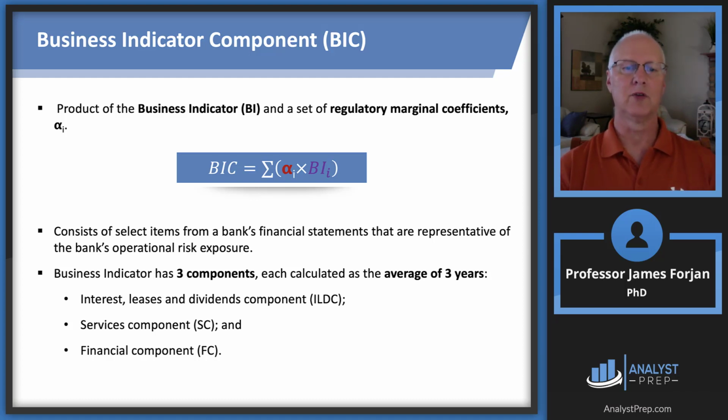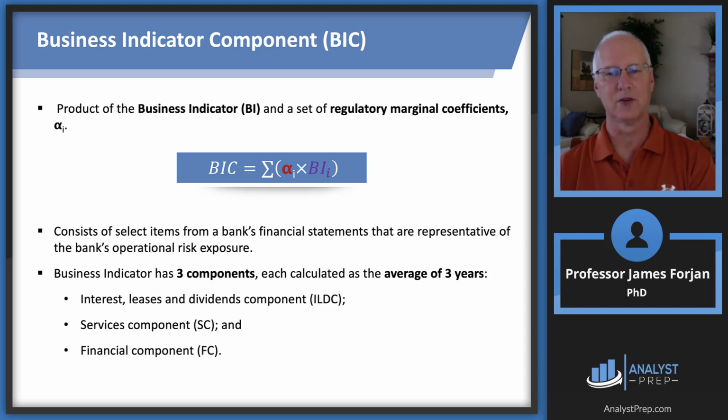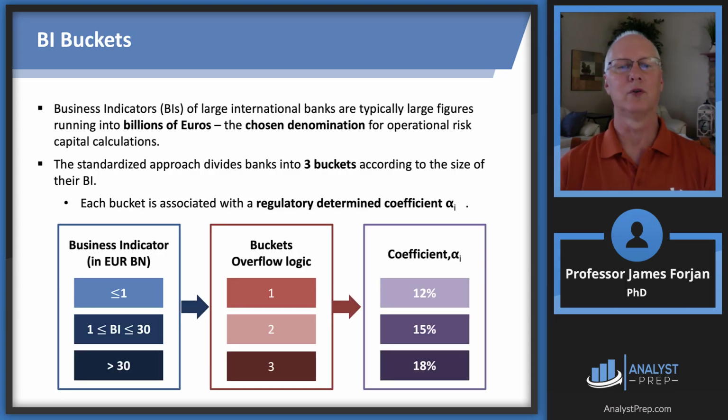So if you look at those 3 components, what are we trying to do here? A business indicator. We're trying to indicate how well we're doing in the business. And so we're really just kind of summarizing the financial statements. So go ahead and look at the second bullet point. It consists of select items from a bank's financial statements that are representative of the bank's operational risk exposure.